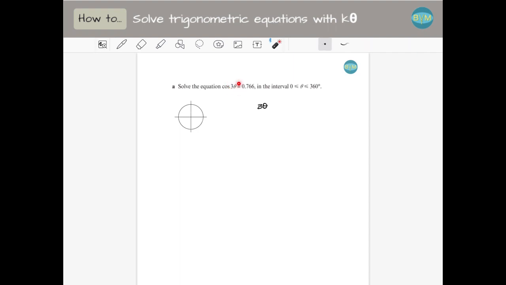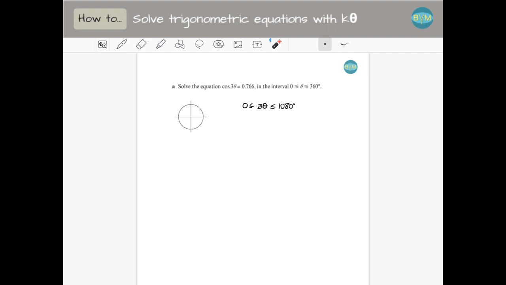Really, you are looking for 3 theta between 0 and 3 times 360. So that's what we are going to do. Look for solutions between 0 and 1080 degrees. And then at the very end is when we are going to find theta instead of 3 theta. So first of all, we are going to find the principal or the main solution.